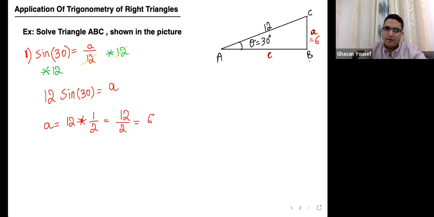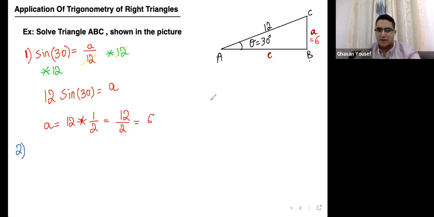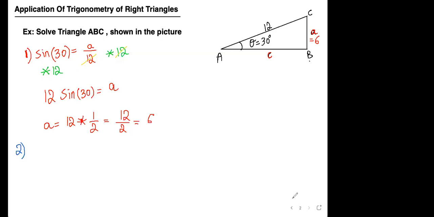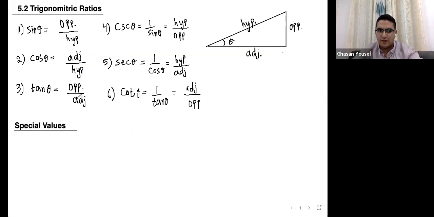Now for c, how can I find the value for c? What function should I use? Yes, you can do opposite over adjacent. So it's 6 over c. I mean, which function would you like to use here from the trigonometry ratios? Sine, cosine, tan, cosecant, secant, cotan.